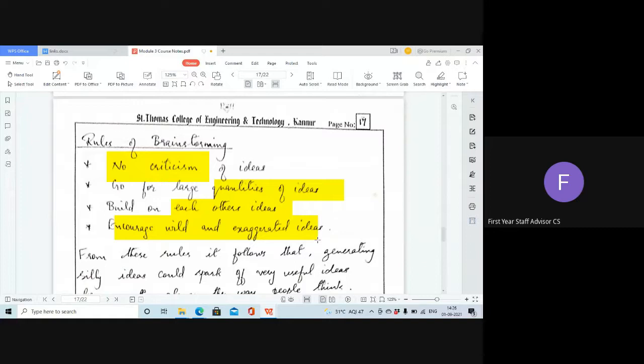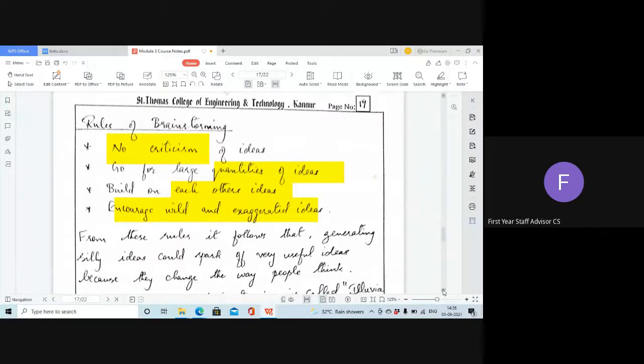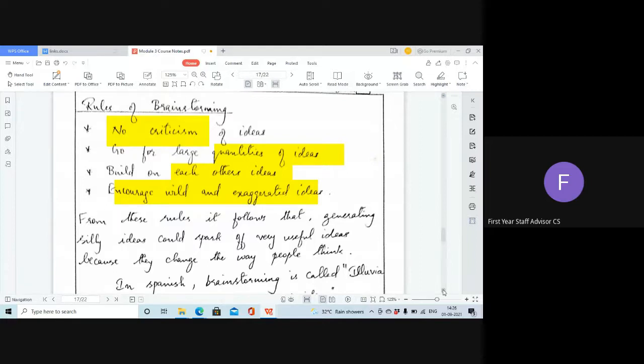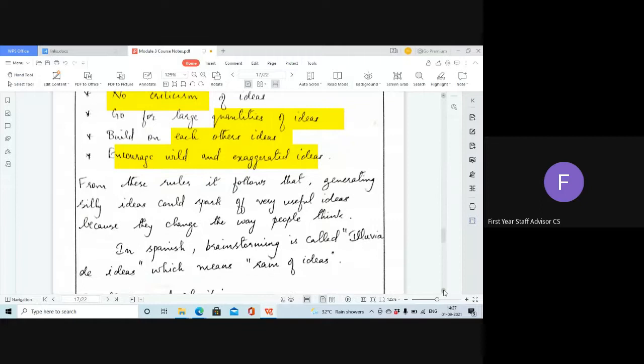That is, don't criticize anyone's idea. Also go for large quantities of ideas. Build on each other's ideas, that is, you should relate one person's idea to another. And also encourage wild and exaggerated ideas. So from these rules, it follows that generating silly ideas could spark off very useful ideas. Don't neglect any idea as a silly idea. Maybe from these silly ideas, you can get very useful ideas, because silly ideas will make people think more deeply.